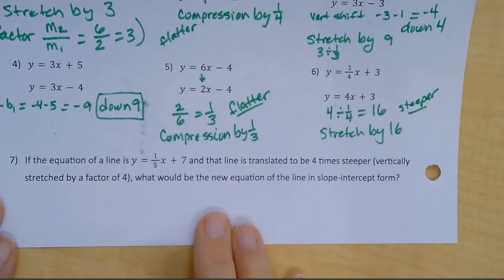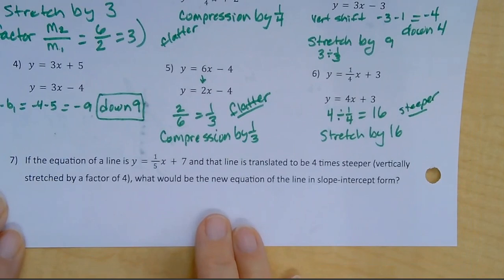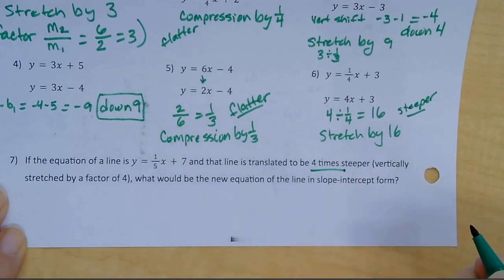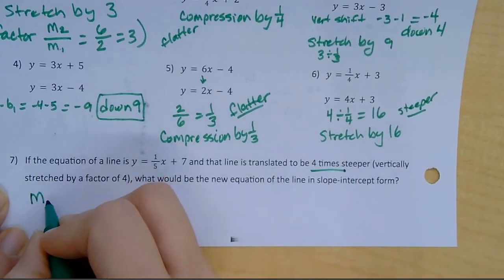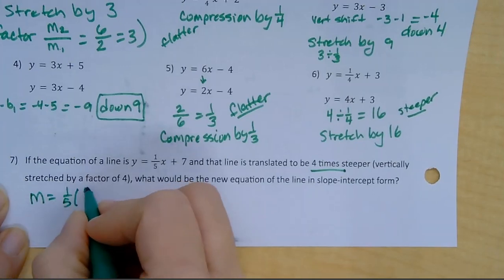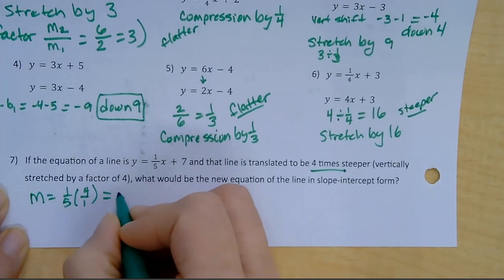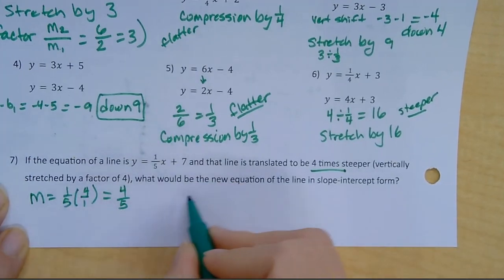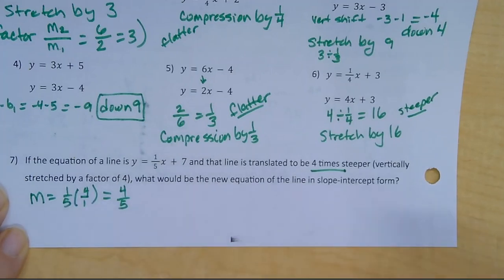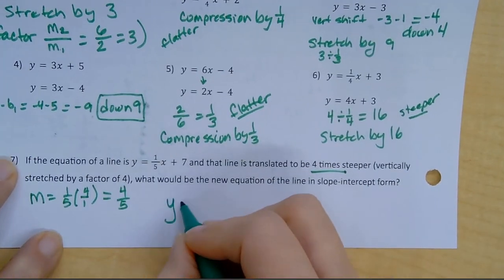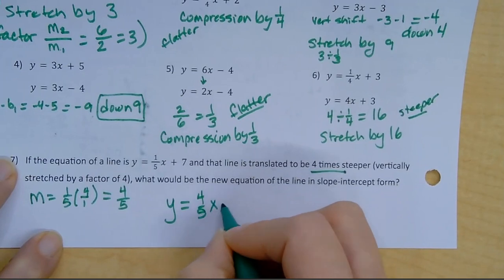All right, finally, if the equation of a line is y equals 1/5 x plus 7, and that is translated 4 times steeper, that means I'm going to multiply my slope by 4. So my slope is going to be 1/5 times 4, right? So my new slope is going to be 4/5. Okay? If it's stretched by a factor of 4, I expect it to be steeper. So I want to plug that in and just double check and make sure it looks like it's steeper. My new line is going to be y equals 4/5 x plus 7.